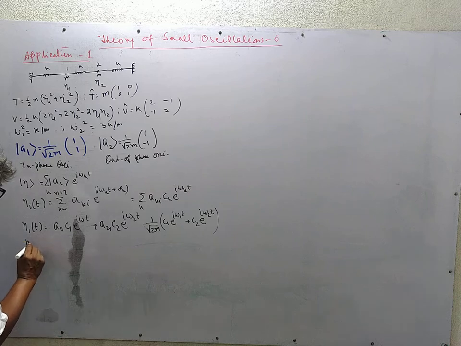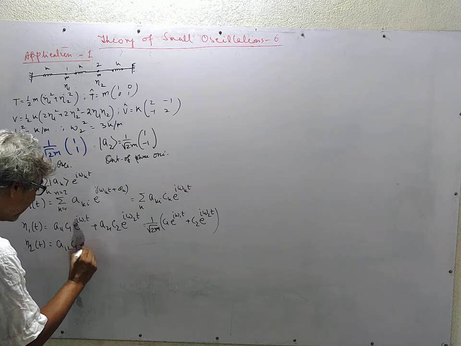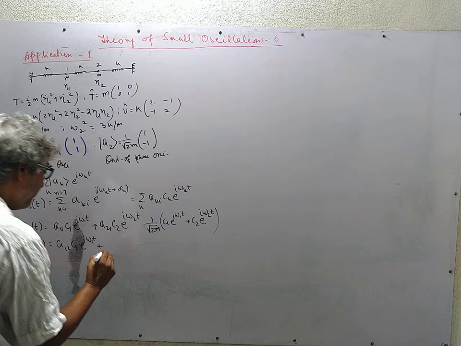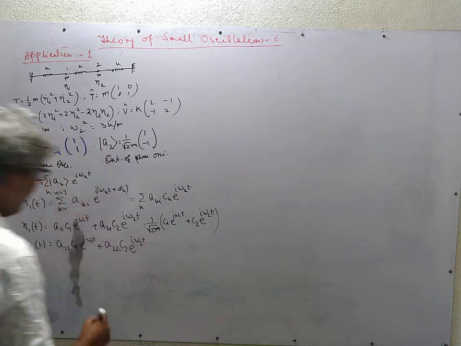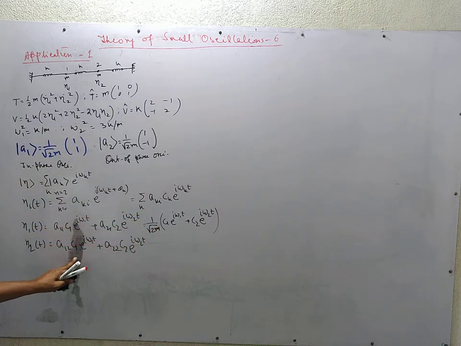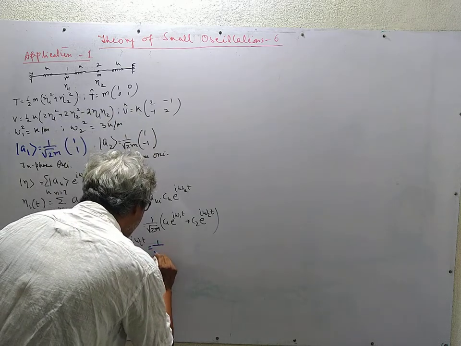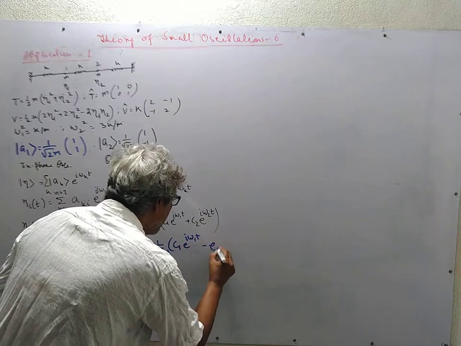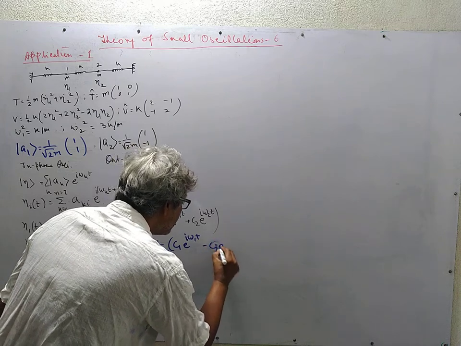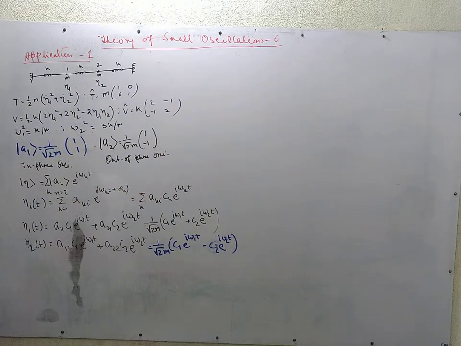Similarly, eta_2 of t is equal to a12 c1 e to the power i omega_1 t plus a22 c2 e to the power i omega_2 t, because this c_k comes from the phase factor, so that this is equal to 1 upon square root of 2m, c1 e to the power i omega_1 t minus c2 e to the power i omega_2 t. These are the amplitudes.